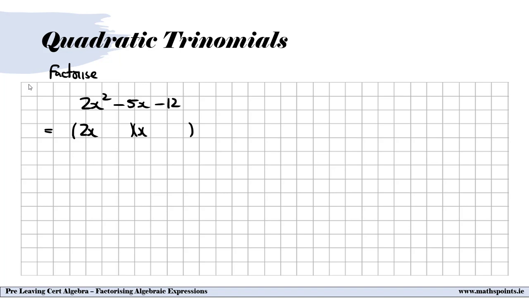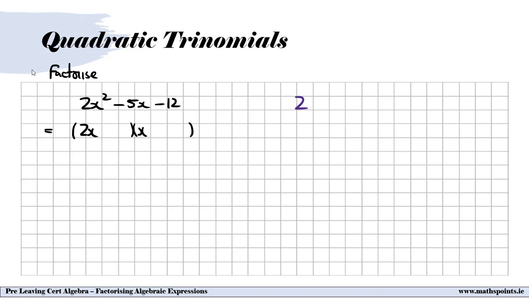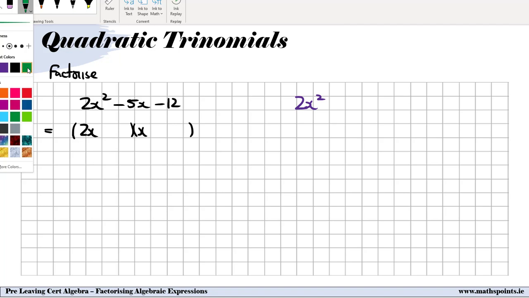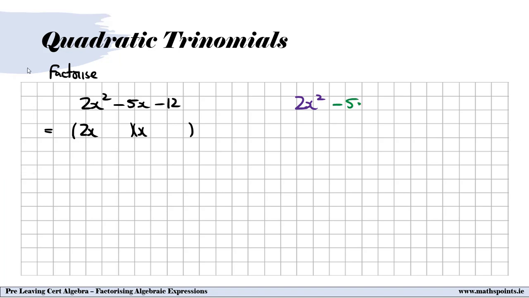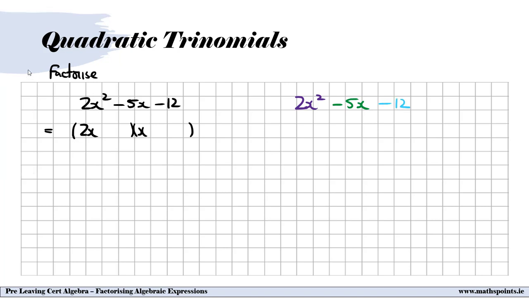And other people might have to go through the process we're going to go on the right hand side to just check our solutions. So I'm going to put the 3 terms in different colors. I'm going to put the 2x squared in purple. And then I'm going to put the minus 5x term in green. And then finally I'm going to put the constant, the minus 12, in blue. Now you might be saying, why am I going through all this?